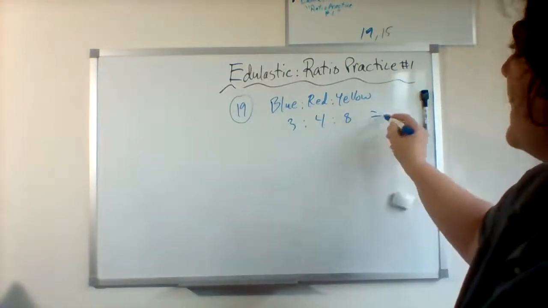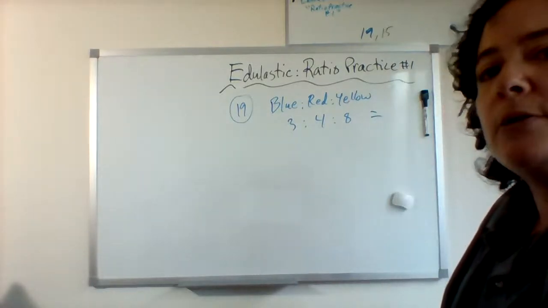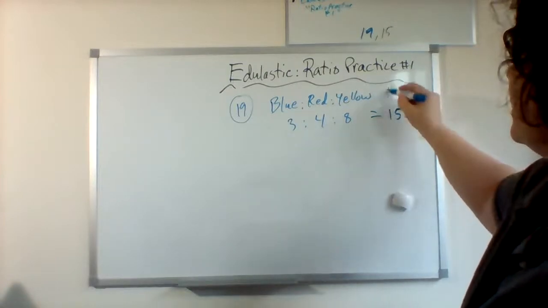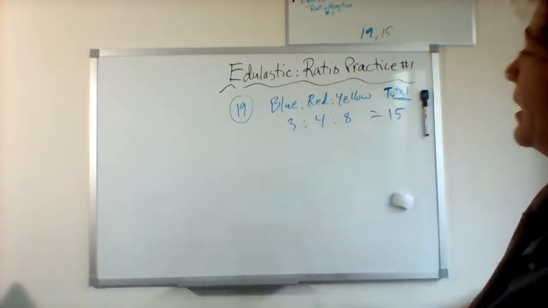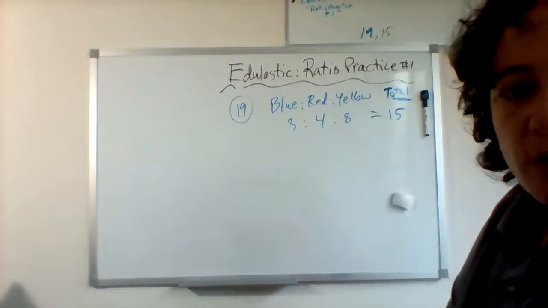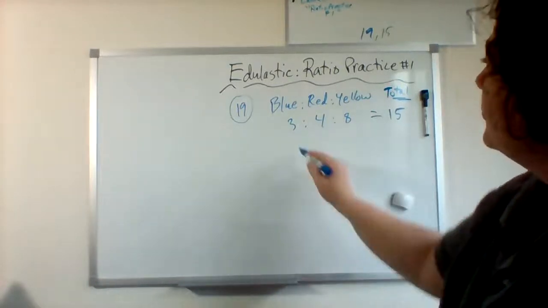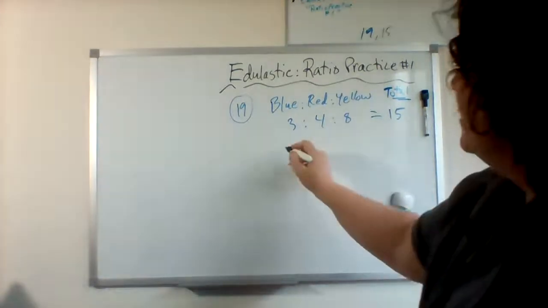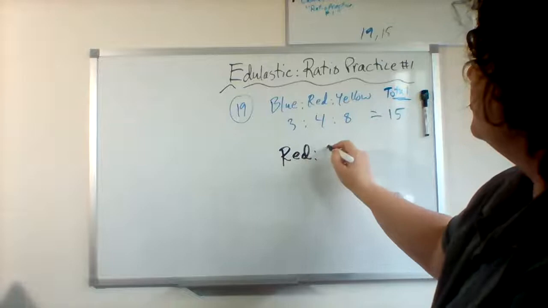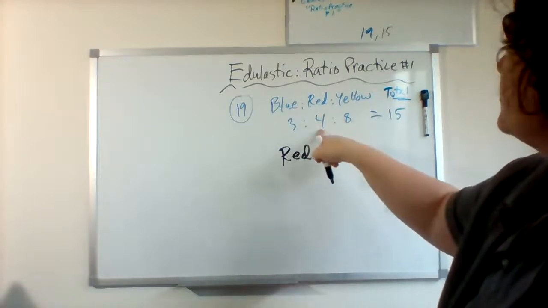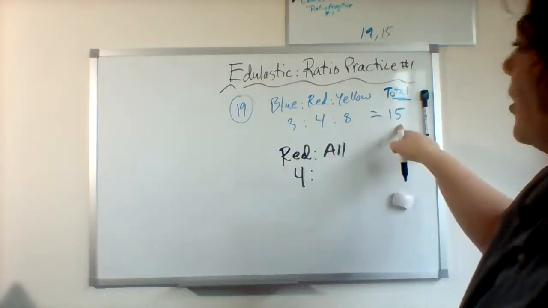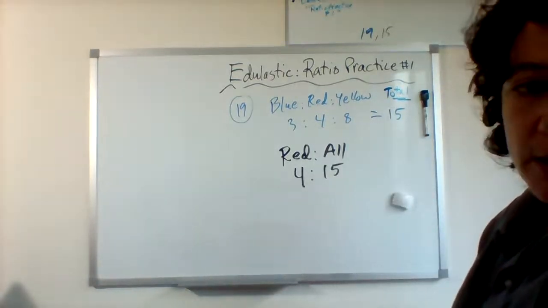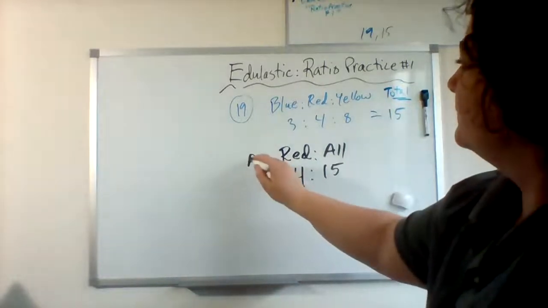Blue, red, yellow, 3, 4, 8. So what's the total right now, actually? All the rings combined, how much is that? 3 and 4 is 7, 7 and 8 is 15. The total here is 15 rings. So write the ratio of red to all. Red to all. Let me put that in a different color. Well, the red is right here, and my all is right here. See how it helps? So that's that one. That's part A.